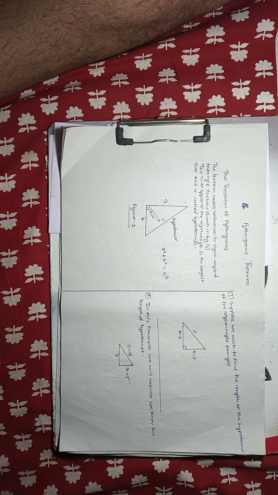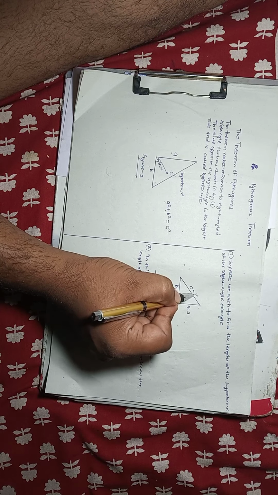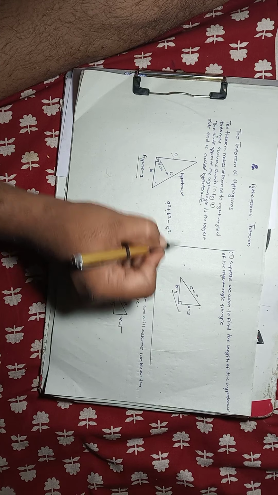Now we have two examples. In example number 1, the hypotenuse value is missing, which we need to calculate with the help of these two sides. We are given the values of these two sides, so we will put these two values in this equation.